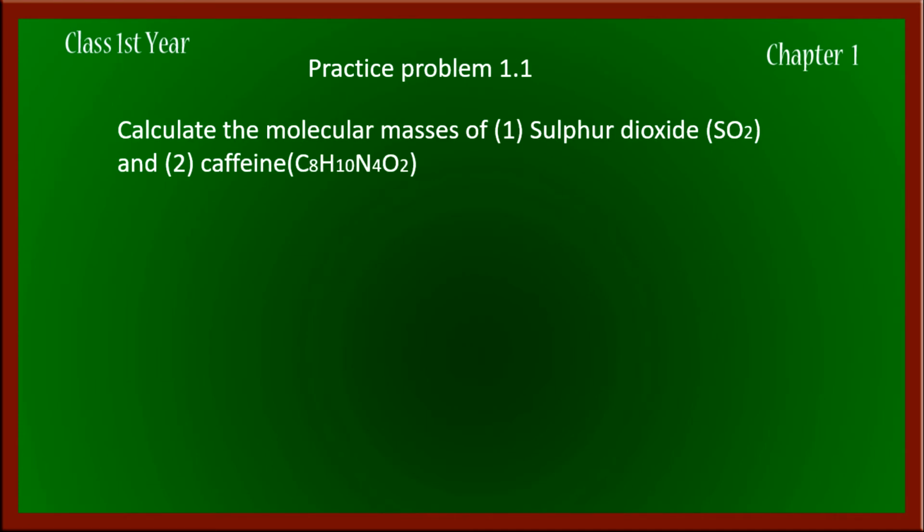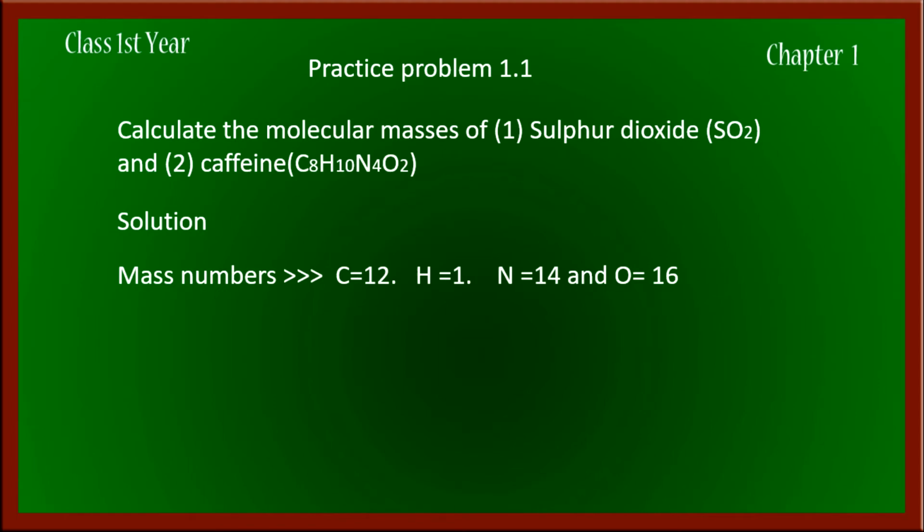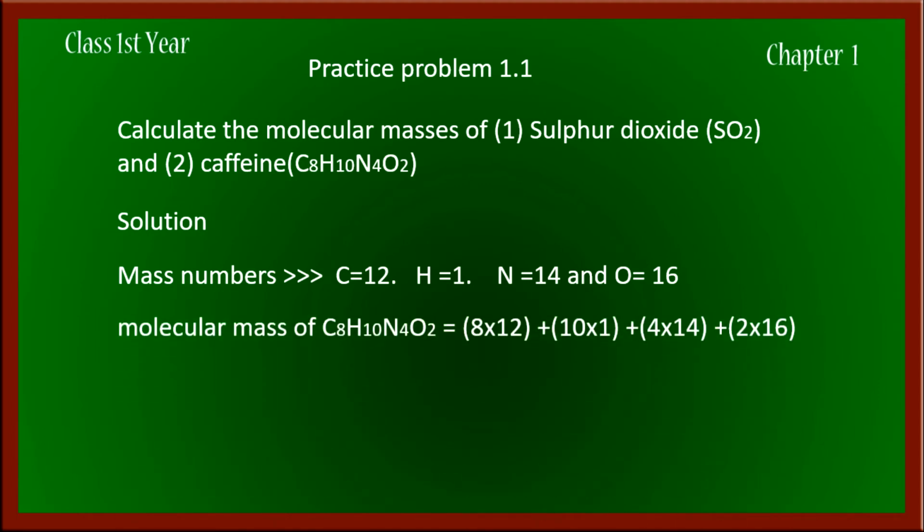64 AMU. Now let's go to the second part of the question, which is the molecular mass calculation of caffeine. In order to solve this question, we will need mass numbers of carbon, hydrogen, nitrogen and oxygen. As you can see on the screen, the mass number of carbon is 12, that of hydrogen is 1, nitrogen is 14 and oxygen is 16. Now all we have to do is to multiply the number of atoms with their mass numbers and finally add all of the masses of the elements in the molecule of caffeine.